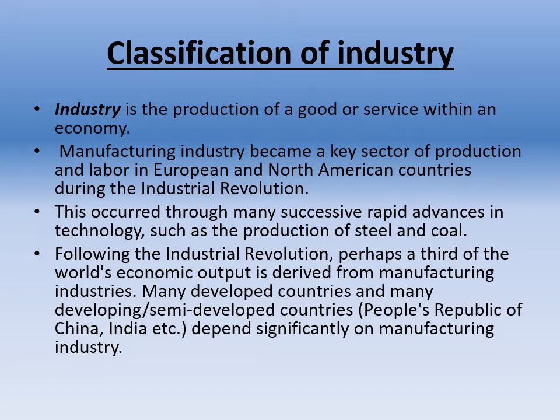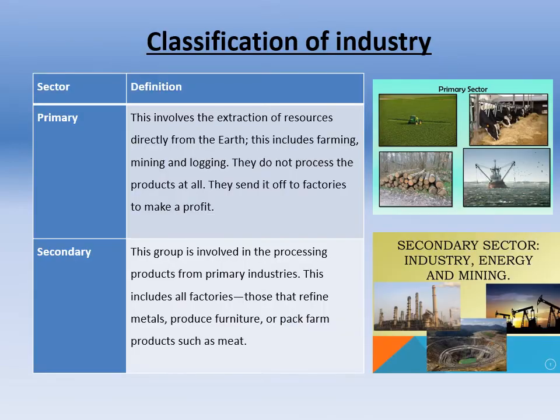So the main important sector in any economy is industry, because it depends on the primary sector, which is agriculture, and it feeds the third sector, which is the services sector, for marketing and international trade of goods and services. Classification of industry. We have five sectors. The first one is primary. This involves the extraction of resources directly from the earth. This includes farming, mining, and logging. They do not process the products at all, just extract. They send it off to factories to make a profit.